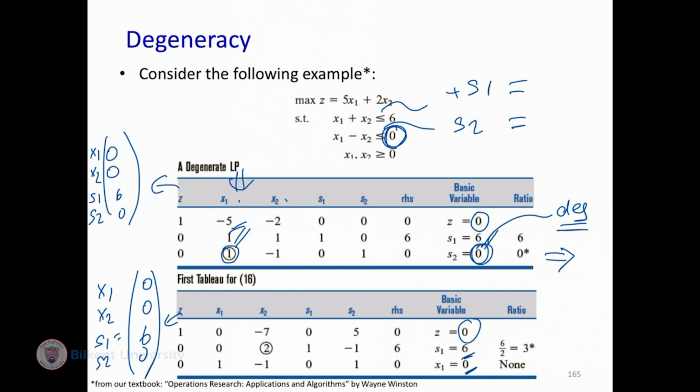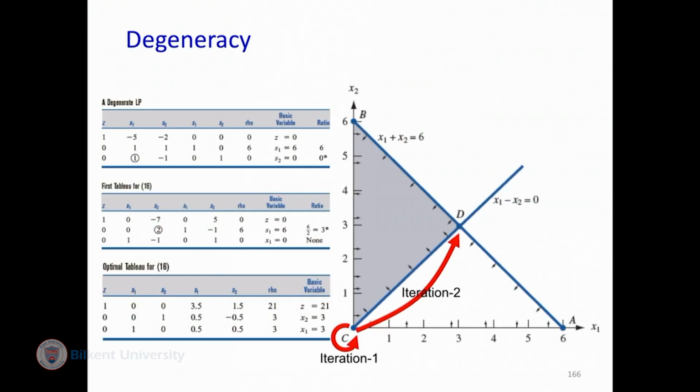I was hoping to jump to a different corner point, but I'm basically stalling at the same corner point. Is that clear? And it's happening because I had a basic variable in the beginning, which had a 0 value. That basic variable exchanged roles with the non-basic variable x1, but 0 exchanging roles with another 0, and no change in the next vector. So I'm at the same solution, in other words.